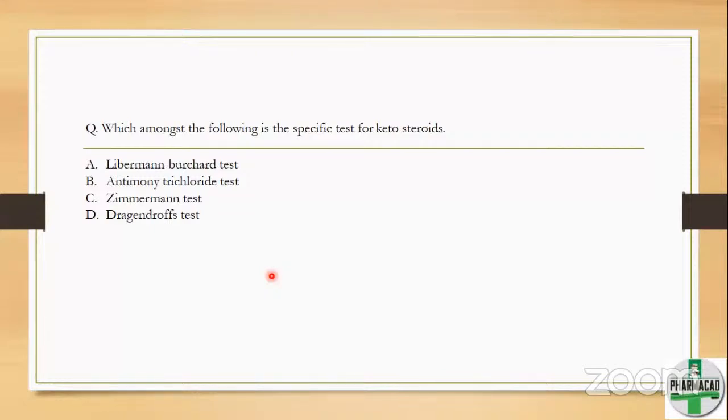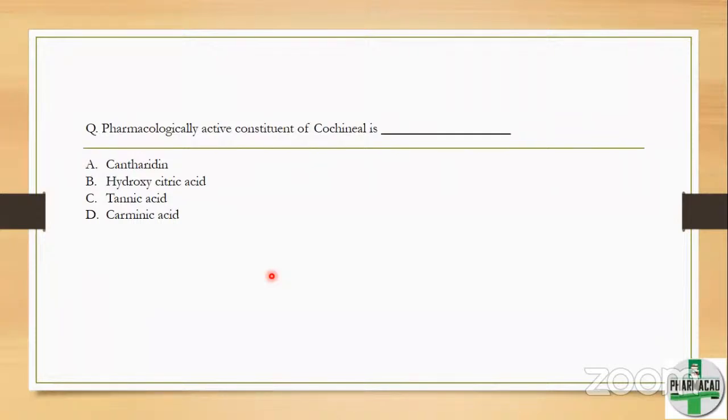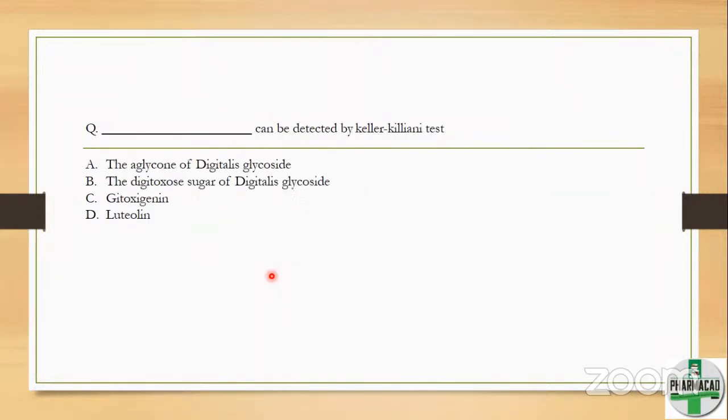Which among the following is a specific test for ketosteroids? So the specific test for ketosteroids is C, which is the Zimmermann test. Next, the pharmacologically active constituent of cochineal is what? This we just now saw as one of the last drugs. Whoever is answering, good. You're answering it correctly. I'm waiting for your answer for the next question. Pharmacologically active constituent of cochineal. Yes, correct. It is D, that is carminic acid. You just saw it.